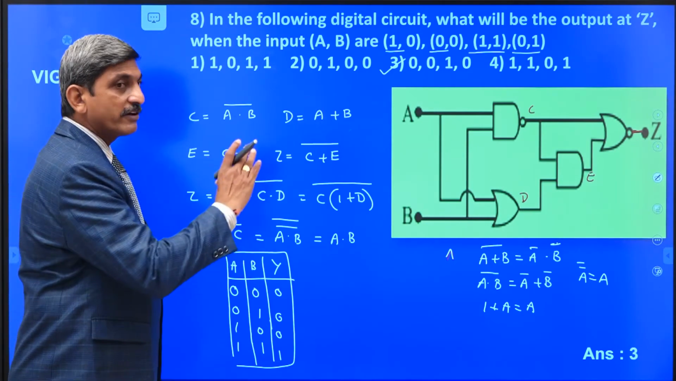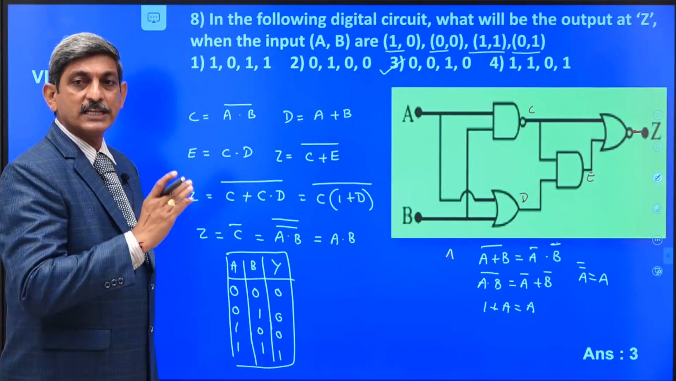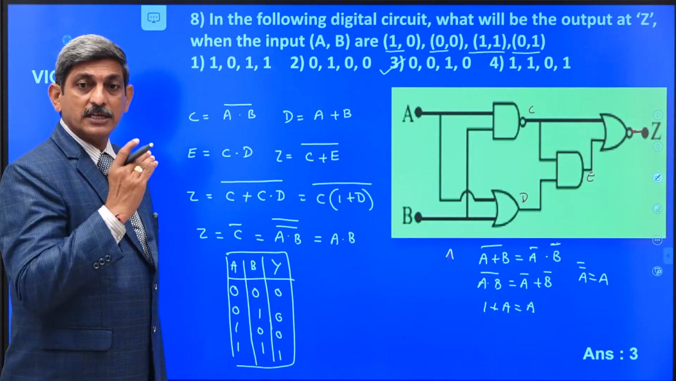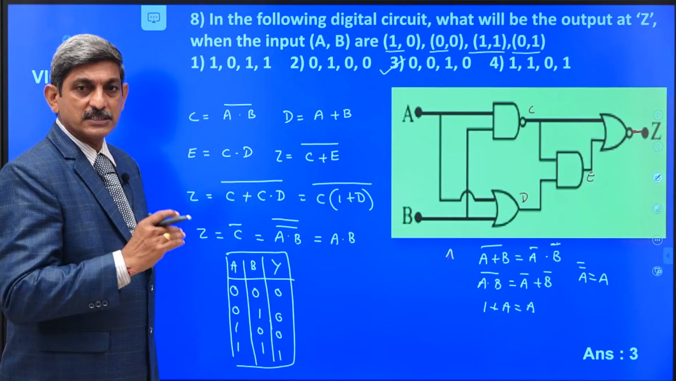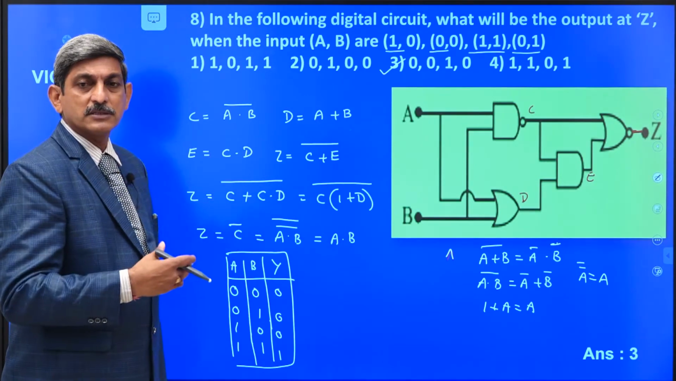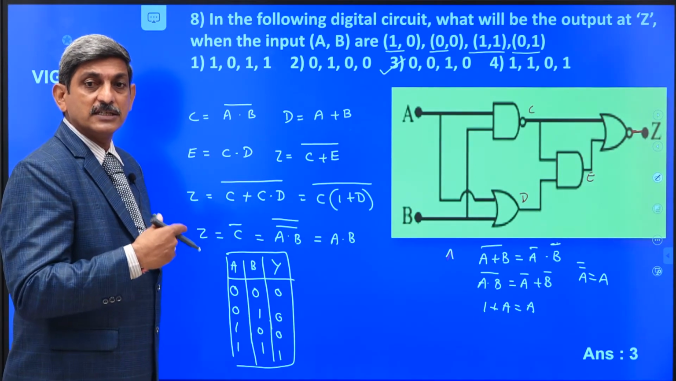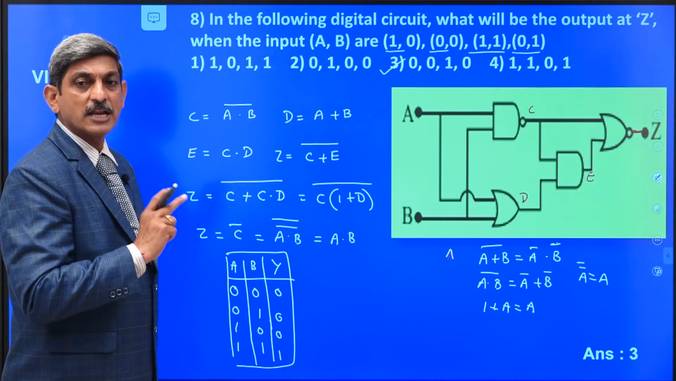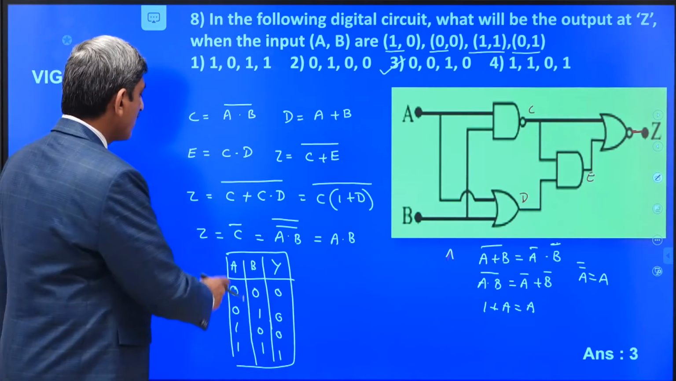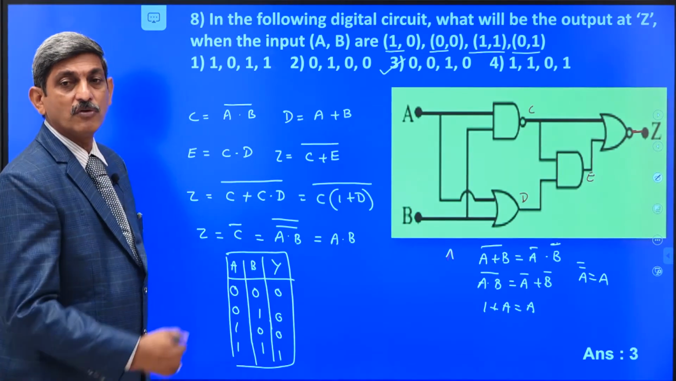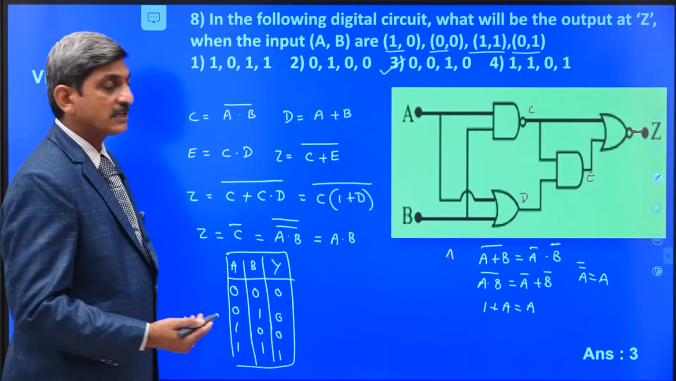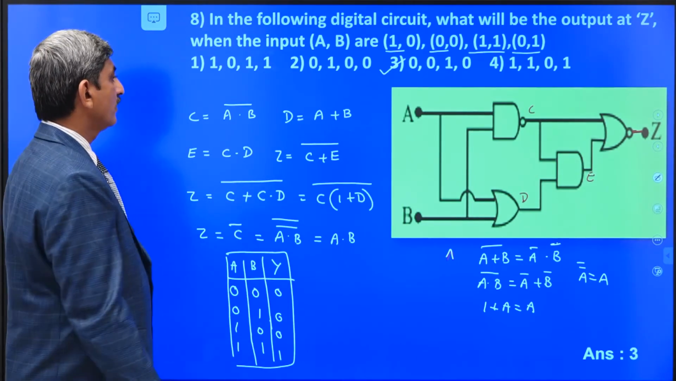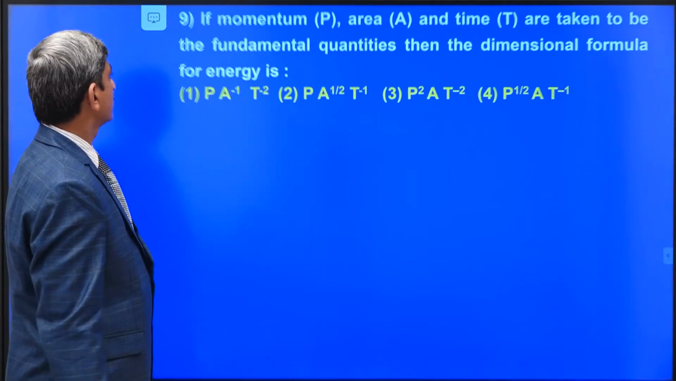Okay. So whenever a circuit is given to you, first identify the given gates. Recall the logical expression of those gates. Then using Boolean algebra, simplify the circuit to get a simple expression for the output in terms of the inputs. After that, for the different combinations of the input, identify the output and choose the right answer in case of logical circuits. Okay, come to the next one.